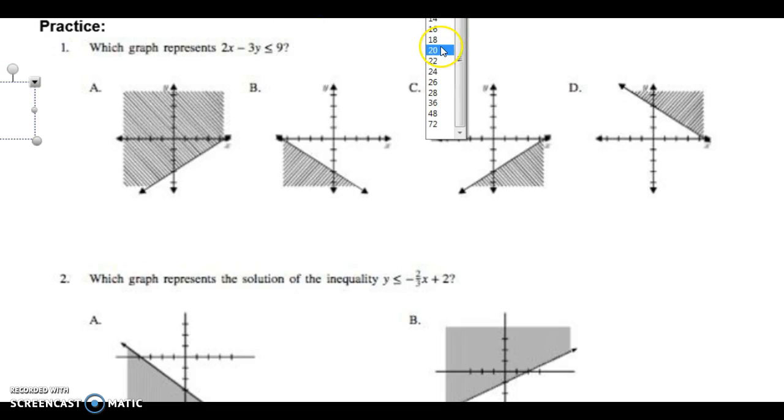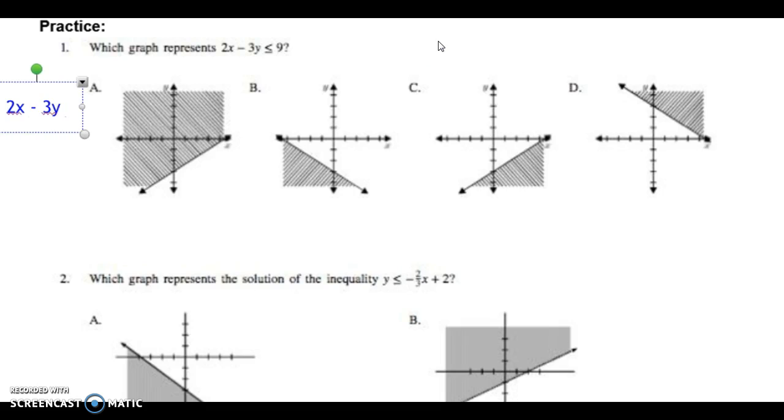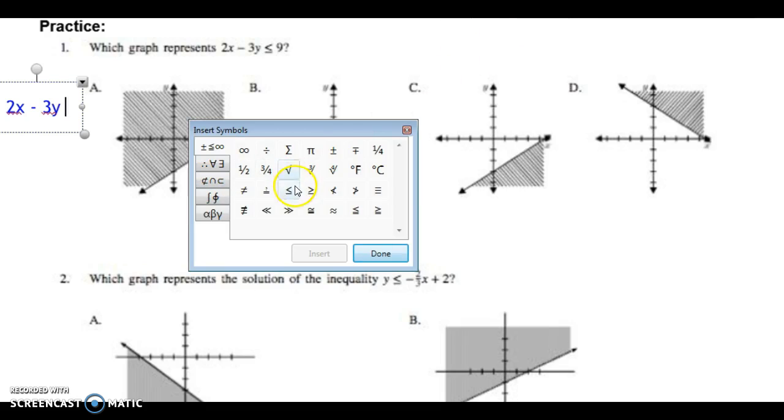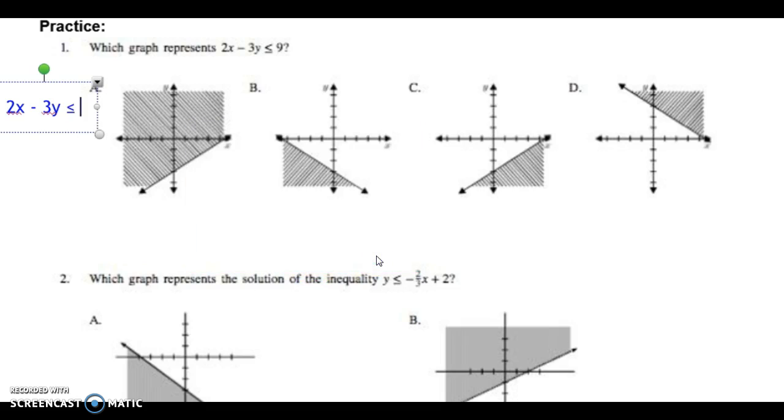We're going to start with 2x minus 3y is less than or equal to 9. So in order to solve this, we want to solve this for y. So we're going to try to move all the other variables to the other side.